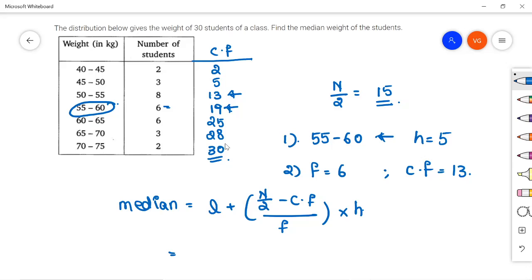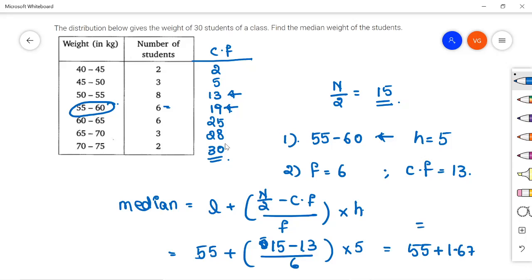So direct substitute. L is the lower limit 55 plus n by 2 is nothing but 15 minus cumulative frequency is 13 divided by 6 into height of the class is 5. So this is nothing but here 2, right? So you will get it as 2 into 5, 10 divided by 6, which means 1.67 here, right? So you will get 55 plus 1.67. So approximately 56.67 you will be getting.